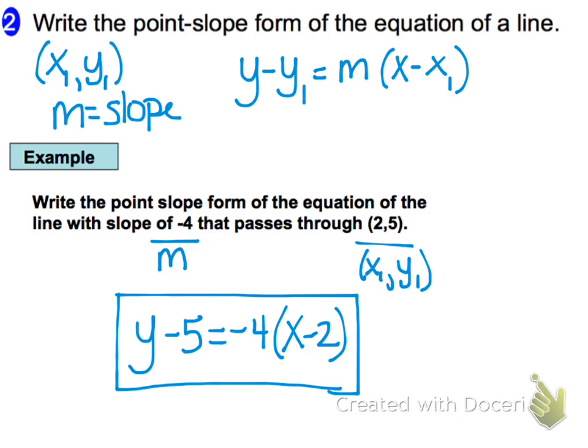You can use your basic algebra skills to turn that into the slope-intercept equation, but in this case, we're going to leave it as point-slope form because that's what it's asking for. And the really great thing is looking at this, I can see that a point on that line would be (2, 5), and the slope is -4.